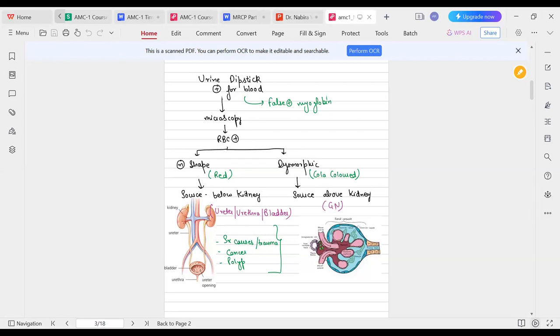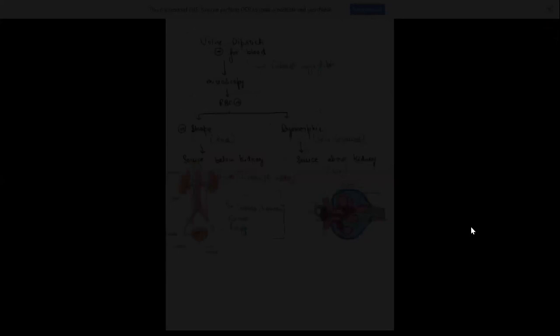And if the RBC shape is intact, that means the RBCs haven't crossed the glomerulus, and they are directly coming from the ureter, bladder, or urethra.